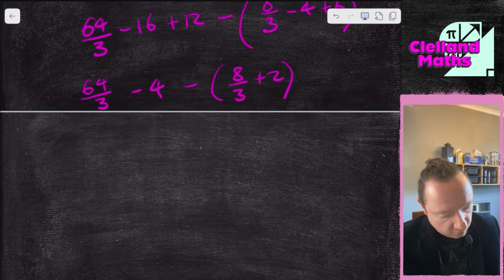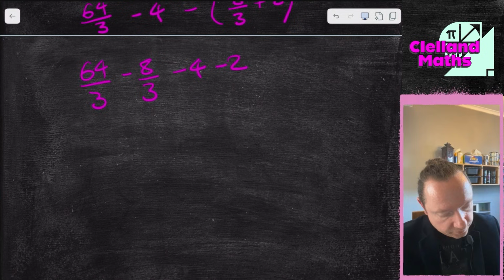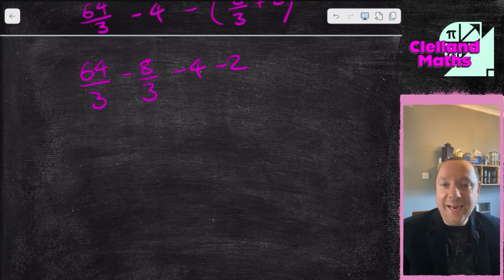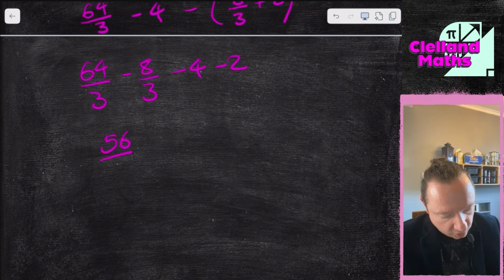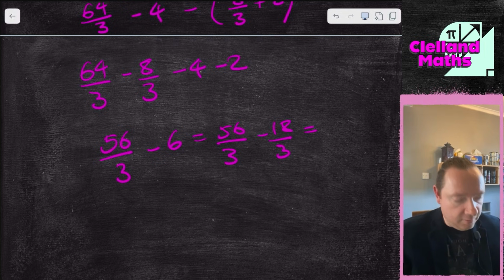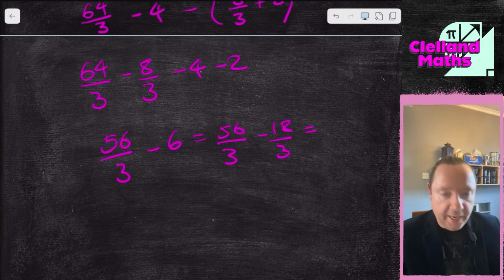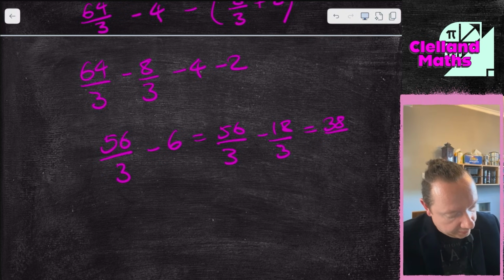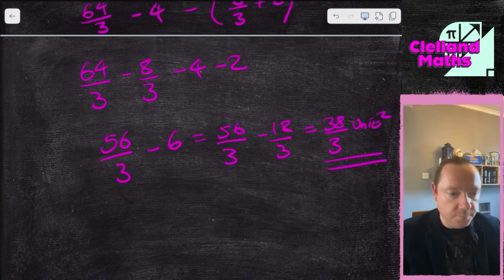And then I can take things out of that bracket. 64 over 3 minus 8 thirds. Then I've got minus 4 still, then minus 2. 64 minus 8 is 56. So you get 56 thirds, and minus 4 minus 2 is minus 6. So that's 56 over 3 minus 18 over 3. 56 minus 18, well, that gives you 38. So we get 38 over 3 units squared. Or you can leave your answer as a mixed number if you really want to.